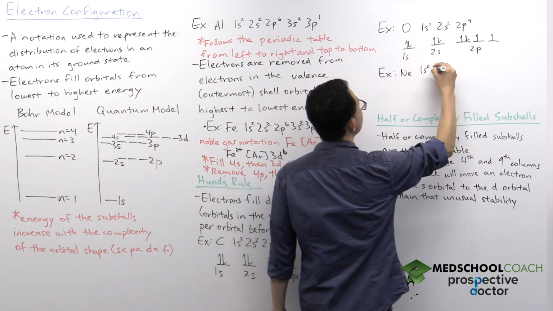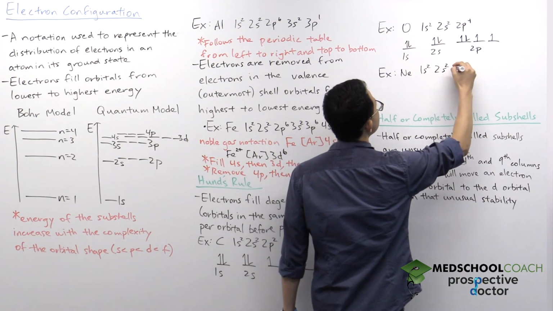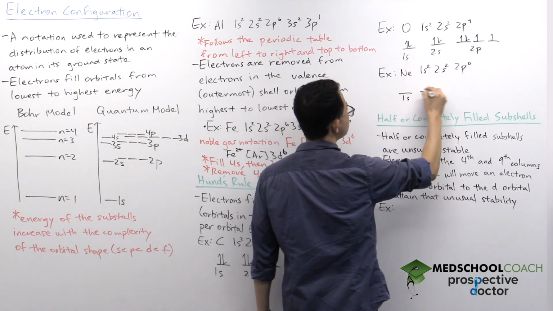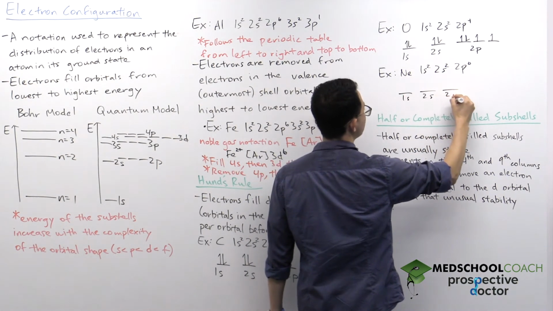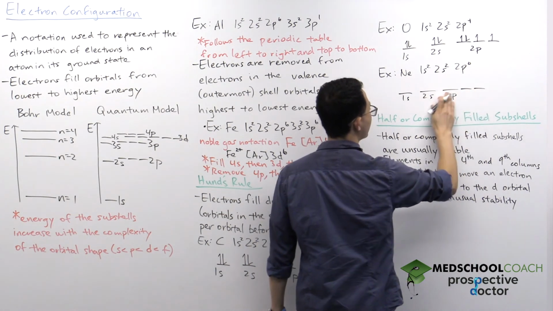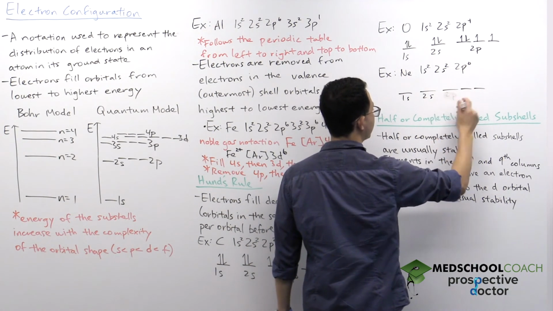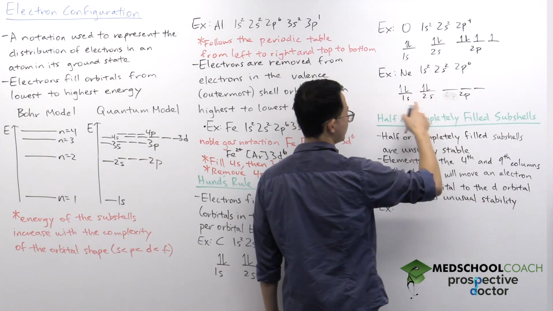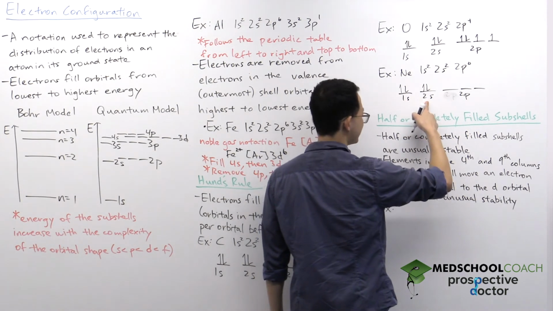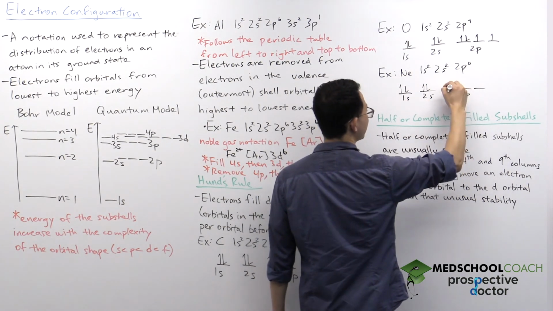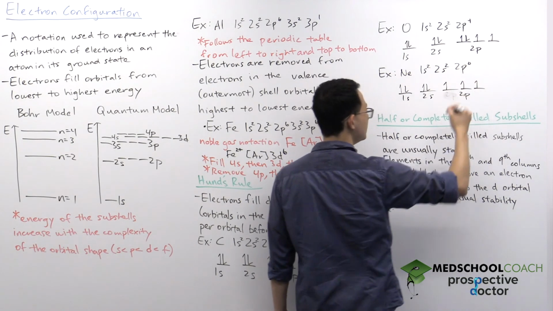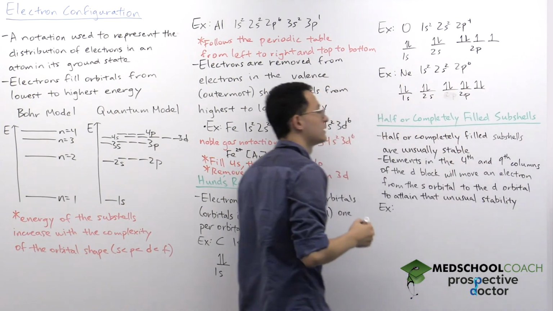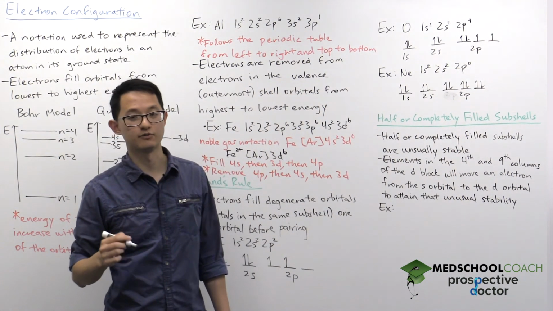Neon. So neon's going to be 1s2, 2s2, 2p6. So when we look at this, 1s, 2s, 2p, we're going to fill the 1s, we're going to fill the 2s, then we'll take a look at 2p, where we put in 1 electron per orbital, and since we have 6, we can pair, and we can actually fully pair all of the orbitals within that 2p subshell.